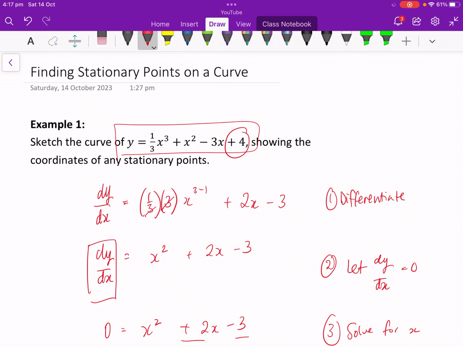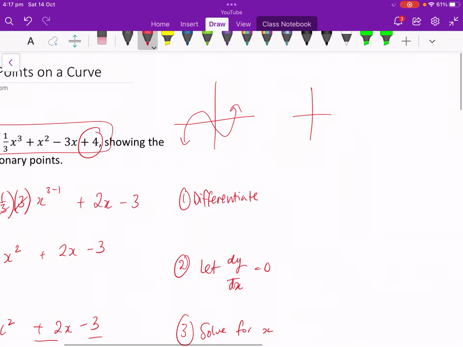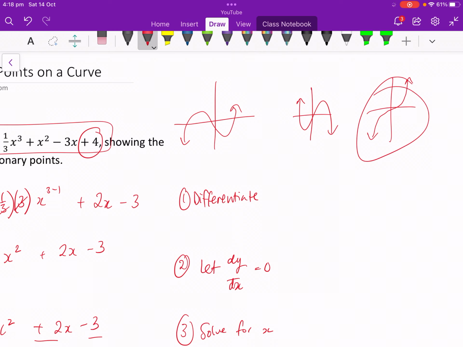Just to remember, if you've got a cubic, you can have it that way, or you can have it that way, like that. Just note, you probably can't have it this way. I know you've probably seen a few of those before. You can't, because you've got two clear turning points here. So in this case, it probably is not going to look like that.